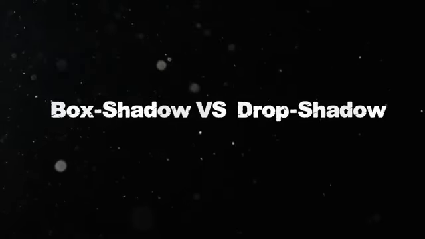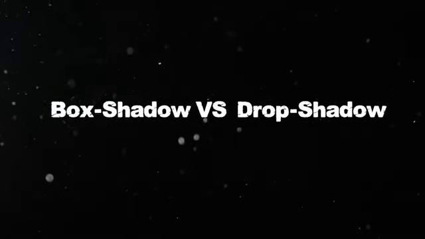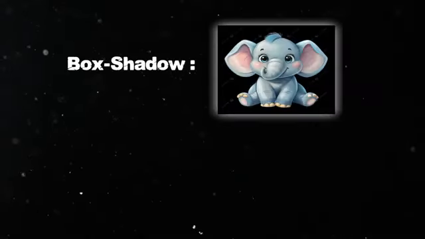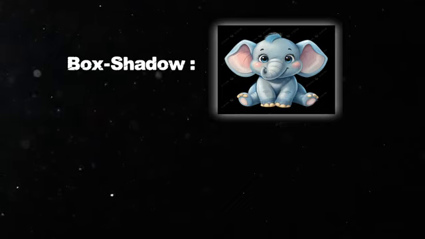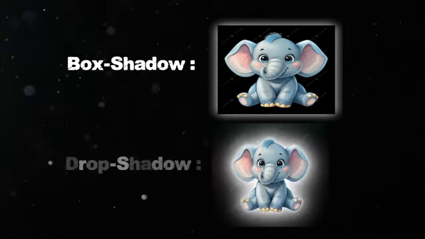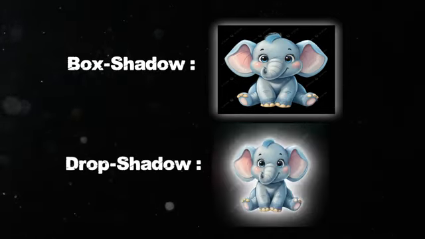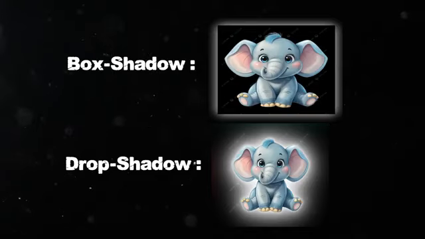Now let's understand the difference between box shadow and drop shadow. Box shadow applies the shadow to the entire rectangle box, but drop shadow follows the actual shape of the element, so it gives more natural glow effect.